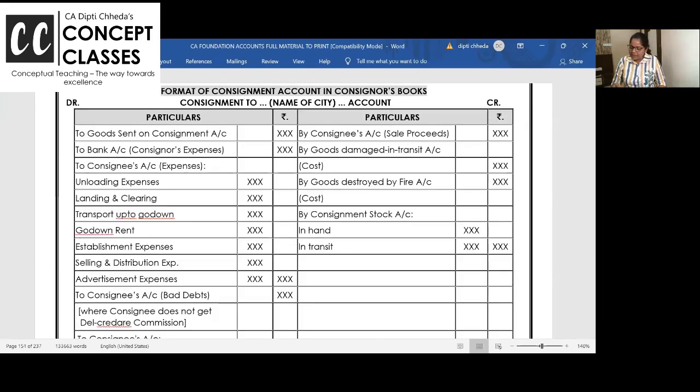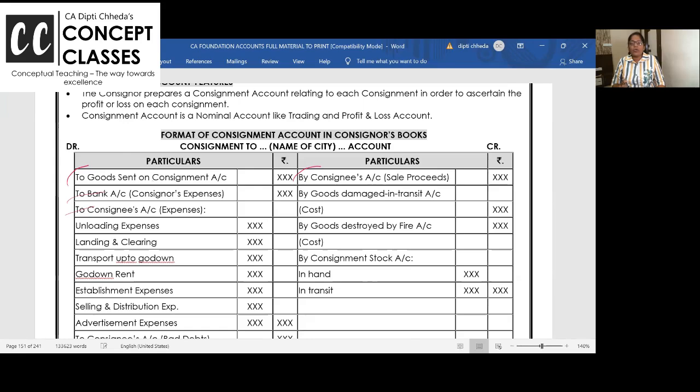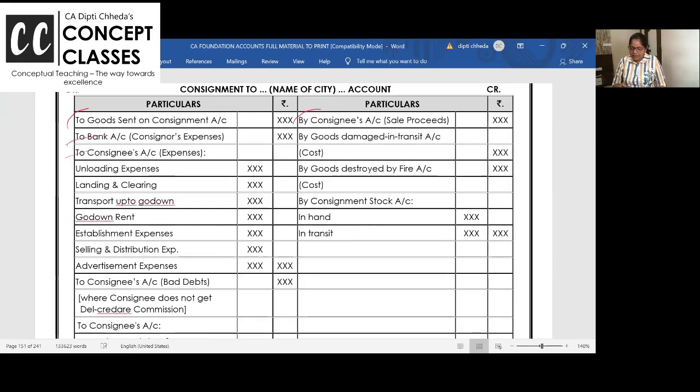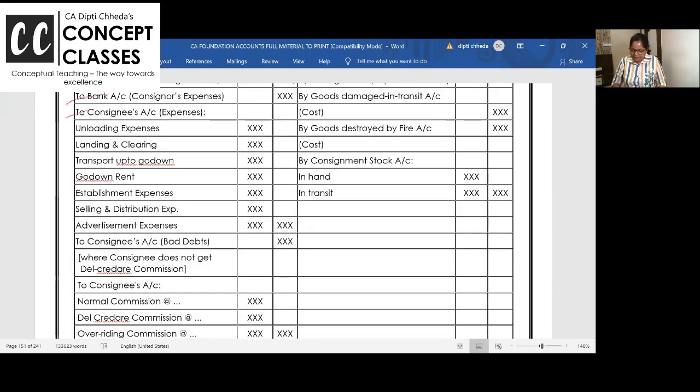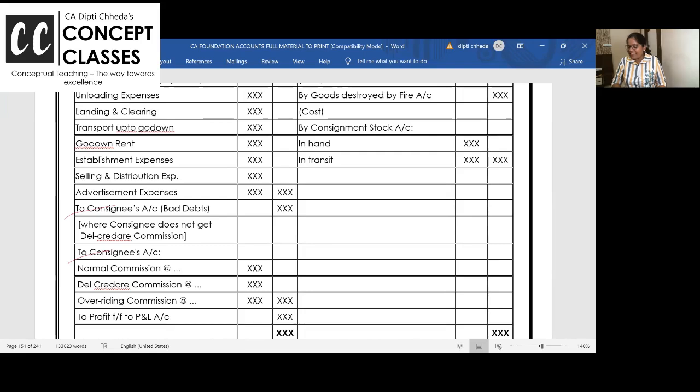Goods are sent and consignee is selling. Consignee's expenses. Consignor's expense. This consignment account is prepared in the books of the consignor. So consignment account debit to bank. Consignment account debit to consignee, all the expenses. And then to consignee, bad debt. And then to consignee, all the three types of commission.